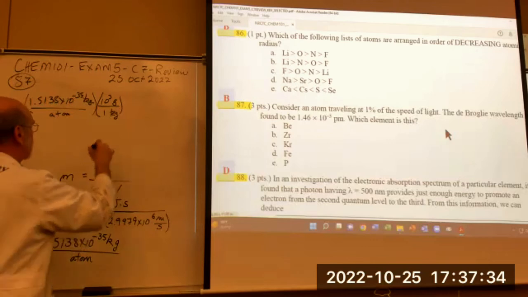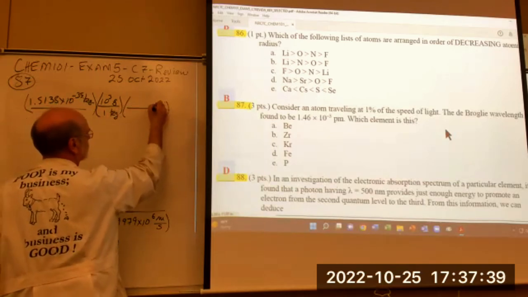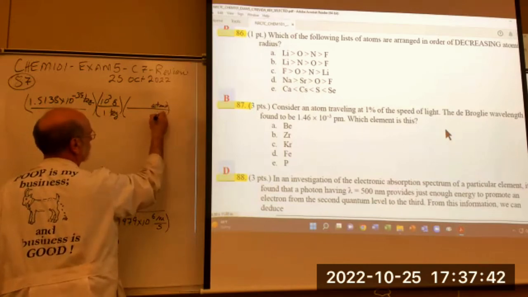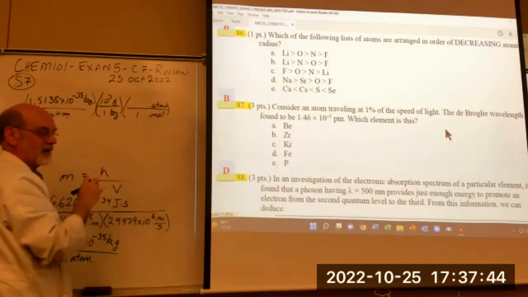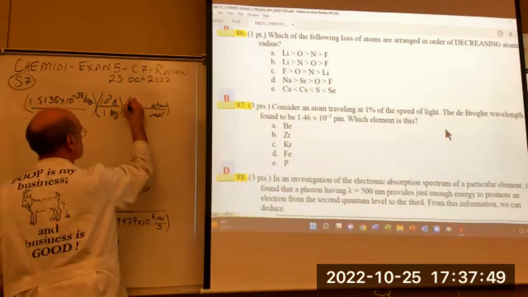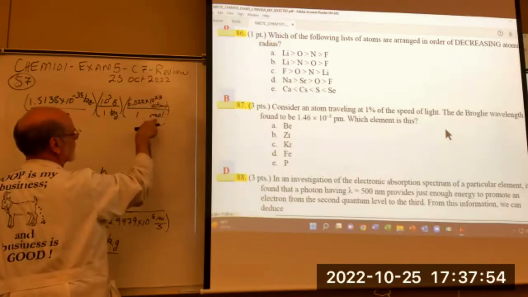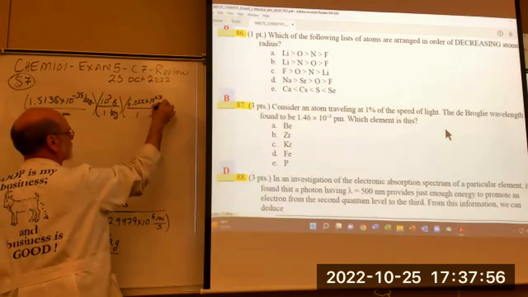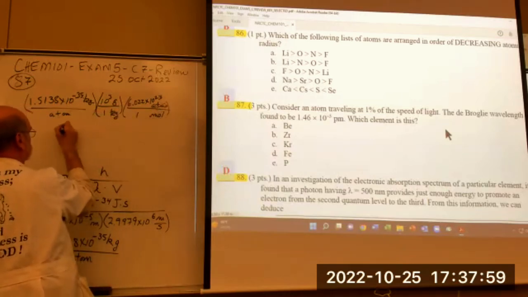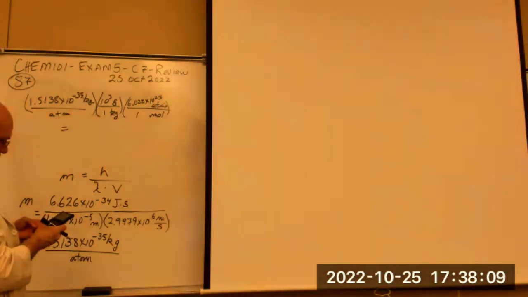Okay? Now let's do atoms. Atoms is on the bottom. We need atoms on the top and moles on the bottom. So what's the conversion factor there? Avogadro's number, 6.022 times 10 to the 23rd atoms per mole. Atoms cancel. Now we've got grams per mole. So we just need to finish that calculation. 1,000 times, and then 6.022 exponent 23 times.